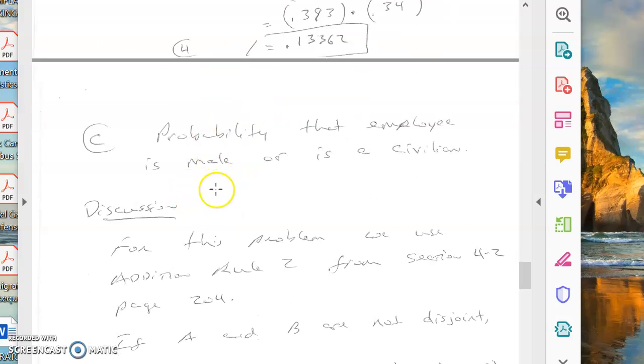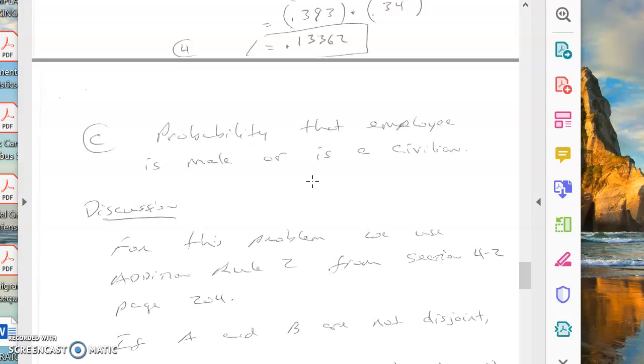Now C, it says the probability that the employee is male or is a civilian. Okay, so you see what's going on here is that every word counts. It's male or civilian. If they said a male civilian, it would be male and civilian. So these words make all the difference. It's very, very important to make sure you understand this distinction. So it's male or civilian.